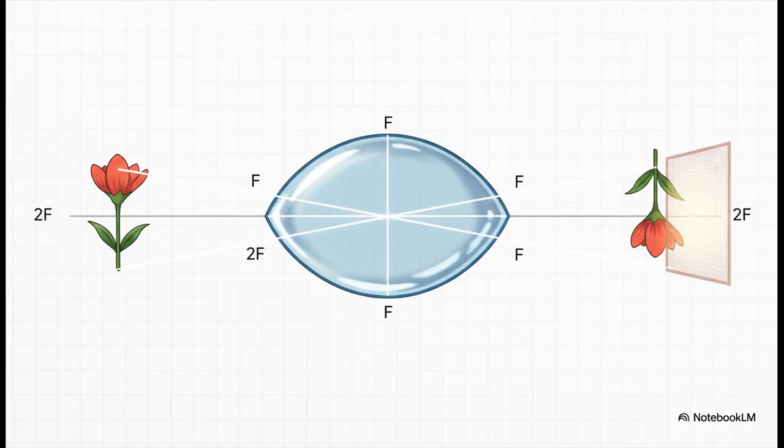Now, let's see a convex lens in action. In this diagram, we've placed the object right at a special point called 2F. And look, the image forms on the other side, also at 2F. It's real, it's inverted, and it's the exact same size as the object. This is basically how a simple camera works. It forms a real, inverted image on the sensor.